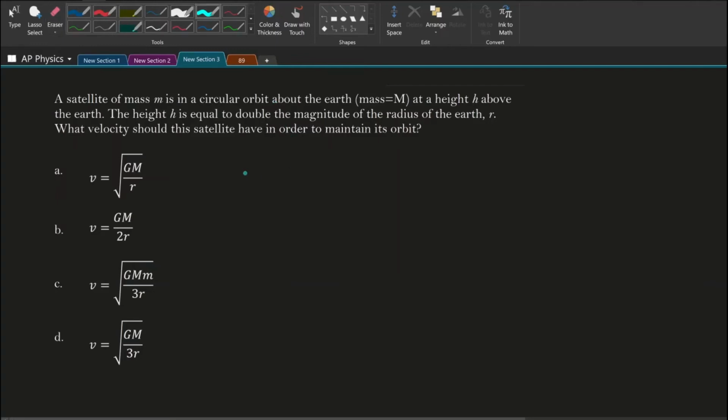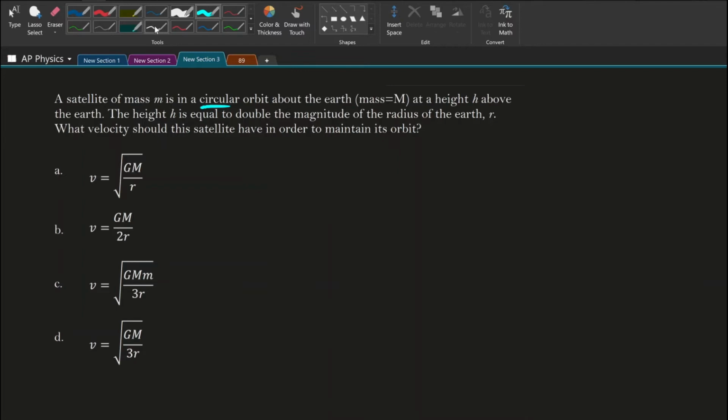All right, so today we're going to work on a problem that includes gravitational and centripetal force. So we'll start by reading it out loud. A satellite of mass m is in a circular orbit. This will become important. Circular orbit, and we'll come back to that. It is in a circular orbit about the Earth, mass equals capital M, at a height h above the Earth. The height h is equal to double the magnitude of the radius of the Earth.